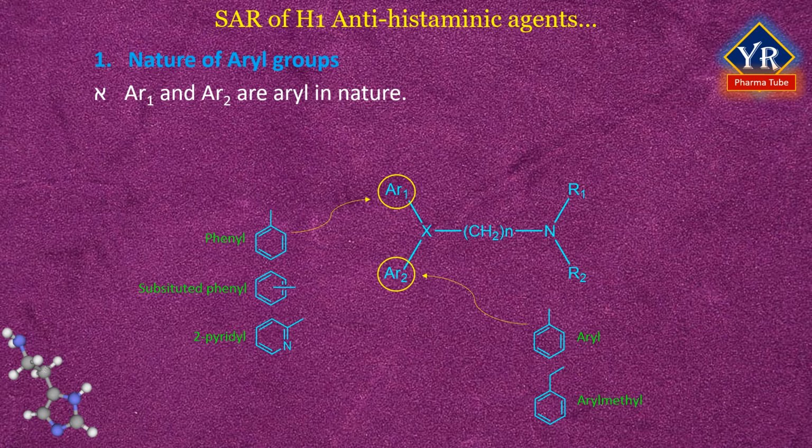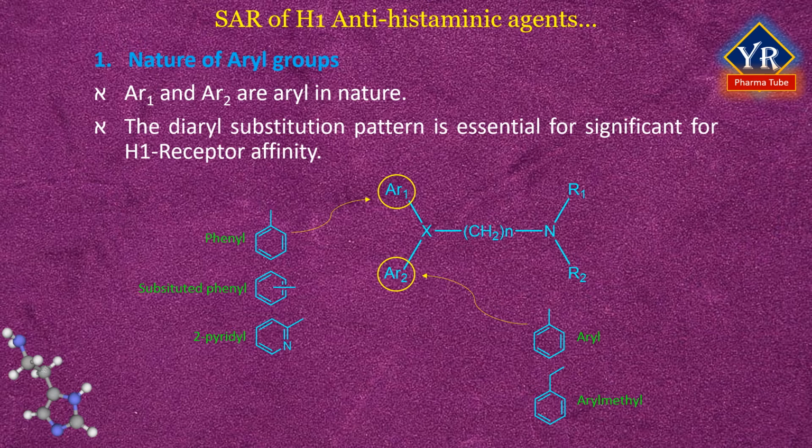The nature of the connecting atom as well as the diaryl substitution pattern and the amine moiety has been used to subdivide the first generation antihistamines into various classes such as ethanolamines, propylamines, piperazines, phenothiazines, etc. The most important point to be remembered here is that the diaryl substitution pattern that is present in both the first and second generation antihistamines is essential for significant H1 receptor affinity.